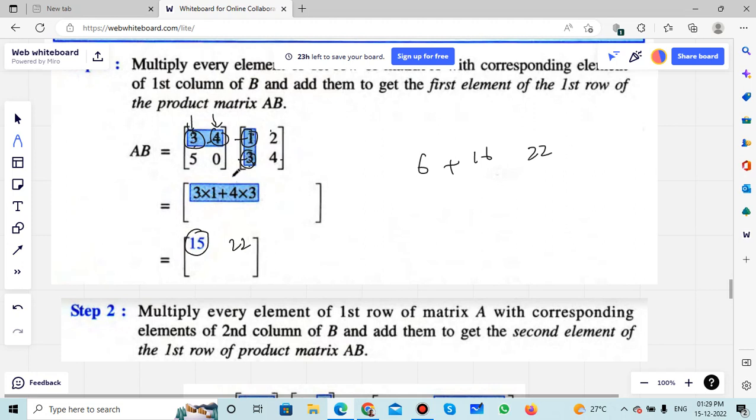Now what will we do? We will do the same thing again with this one. 5 into 1, 5. 0 into 3, 0. So 5 plus 0 is how much? 5. So we will write 5 here. Then 5 into 2, 10, and then 0 into 4, 0. So 10.